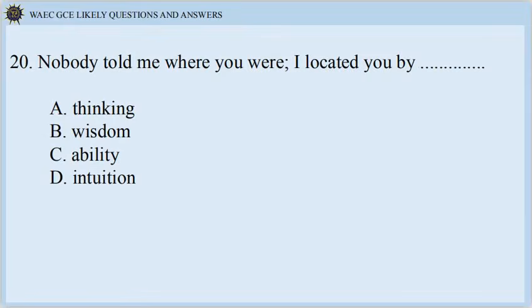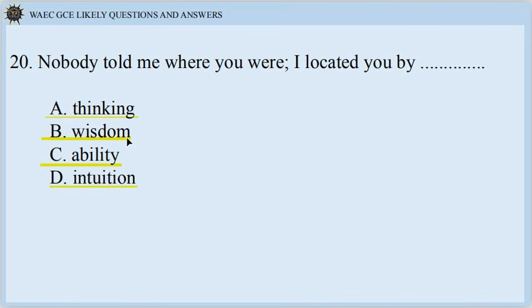20, which is the last question for this video. Nobody told me where you were. I located you by dash. A. Thinking. B. Wisdom. C. Ability. D. Intuition. Thinking in option A is a process of using your mind to process an idea.